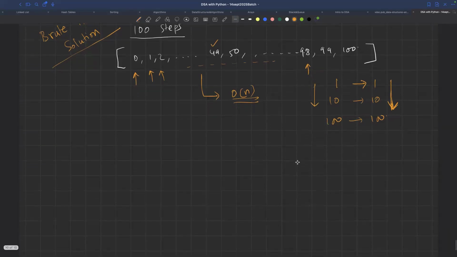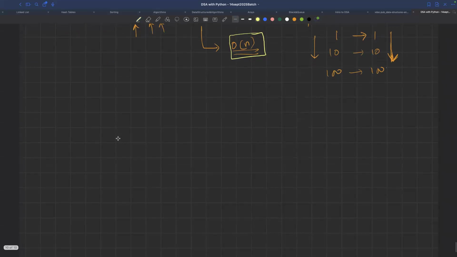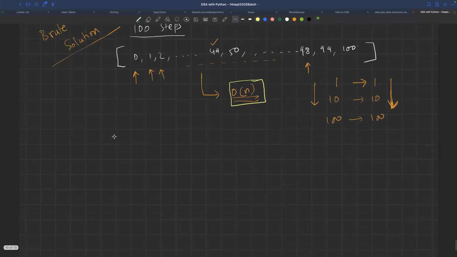Okay, so we have found out that we have a brute force solution, which is O of n. Very good. We have some solution. We can say that it is going to take, worst case, n steps, where n is the number of floors. Okay. Now we have to think of an optimized solution. What could be the optimized solution?